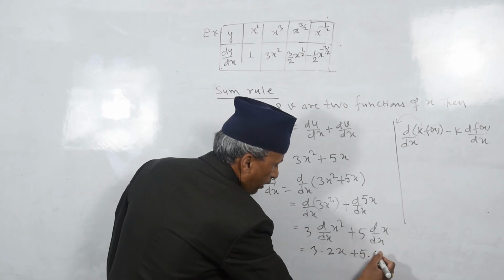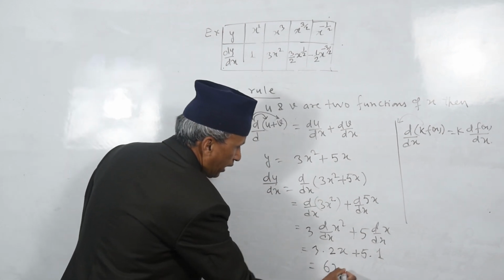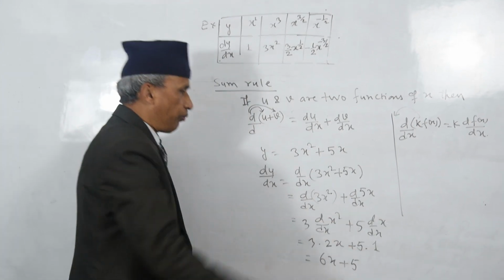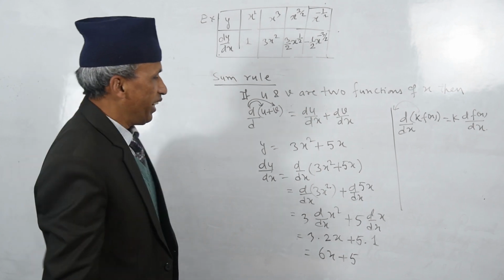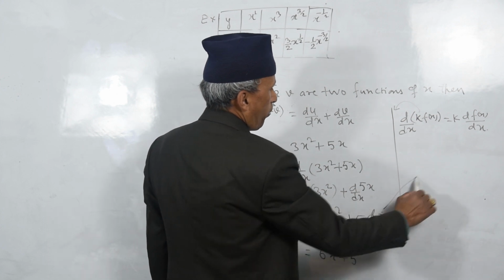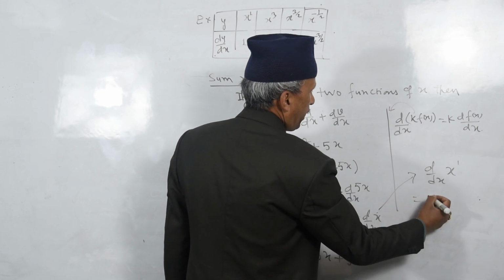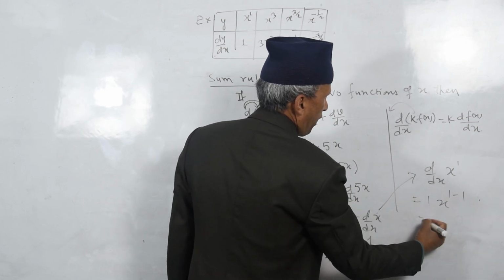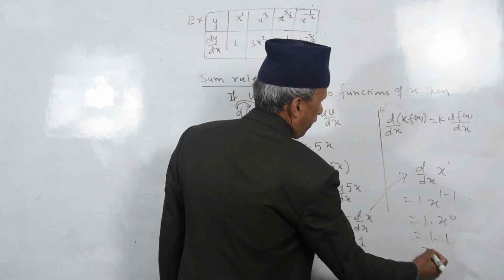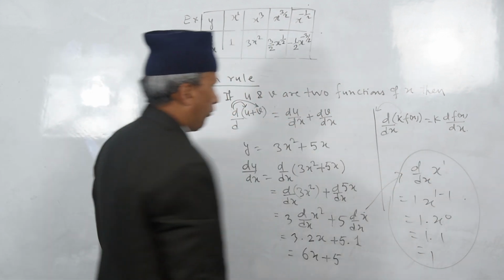So derivative of x is 1, which is equal to 6x plus 5. How is the derivative of x equal to 1? You know, because you are students of BCA, this is a very basic concept. But if you don't know, then you can again use the power rule. D by dx of x to the power 1 is 1 into x to the power 1 minus 1, which is 1 into x to the power 0. X to the power 0 is 1, so it is equal to 1.